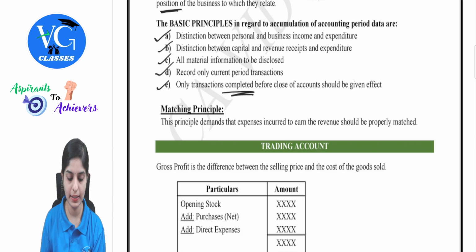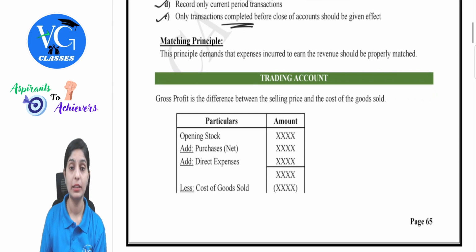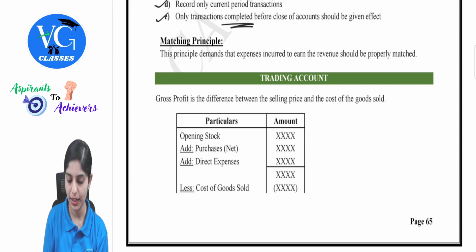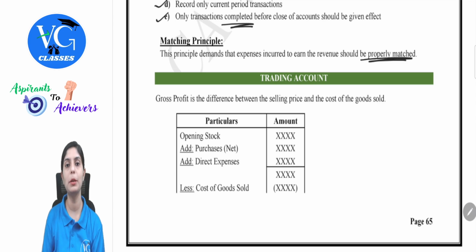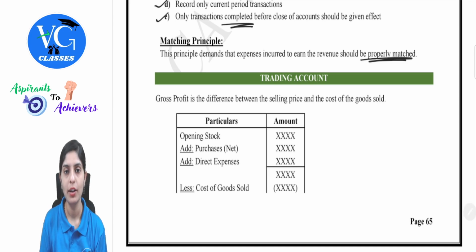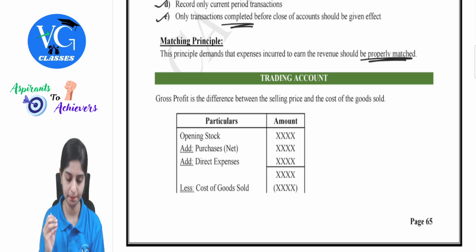So therefore this reflects only those transactions which impact your close of accounts. Matching principle. This principle demands that expenses incurred to earn the revenue should be properly matched. So what the matching principle proposes is that whatever expenses you record should be matched with whatever revenue is earned in the particular period.